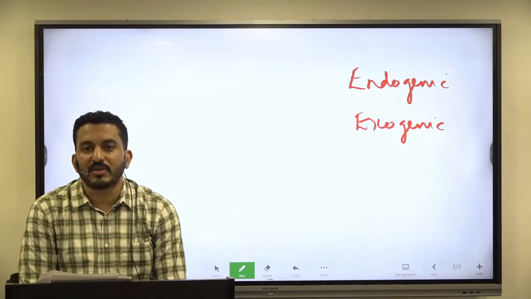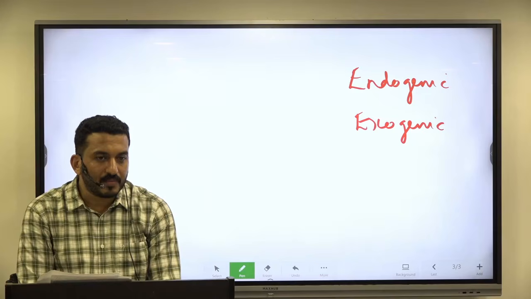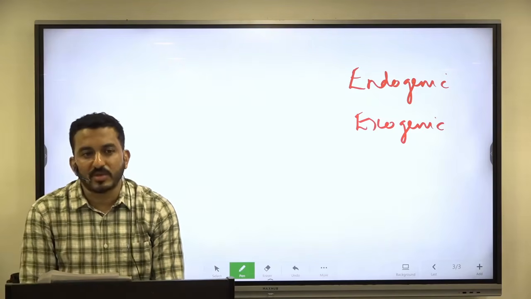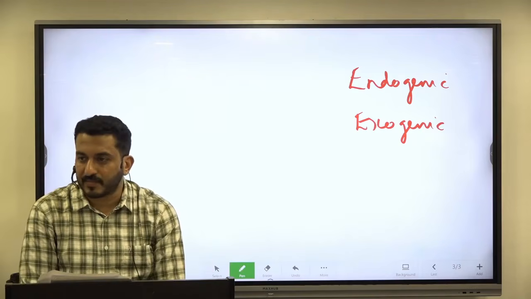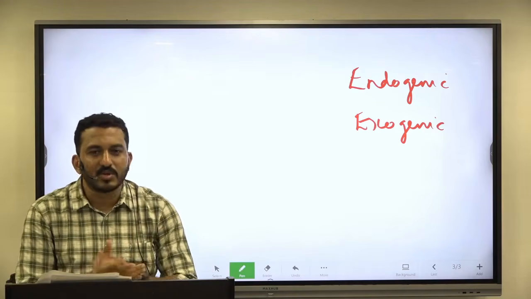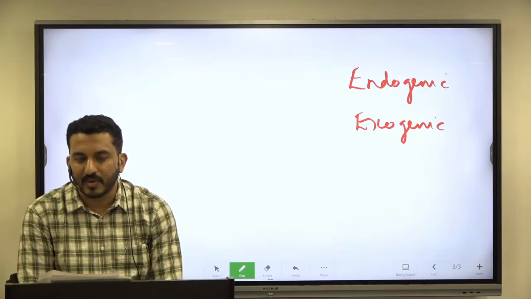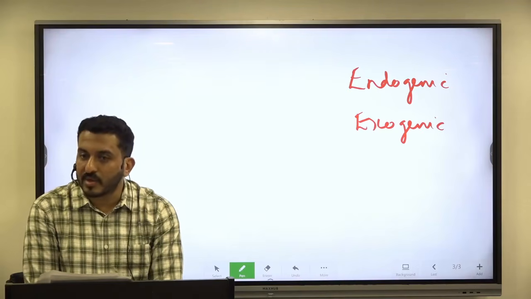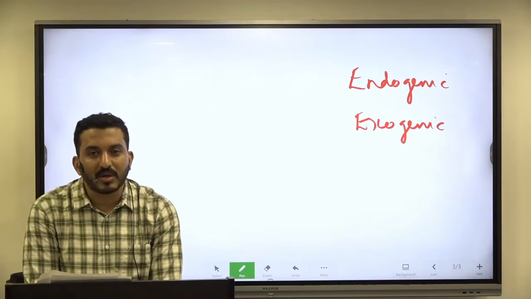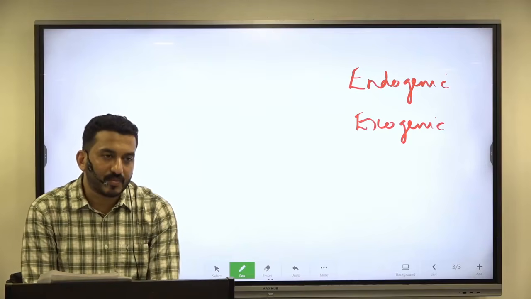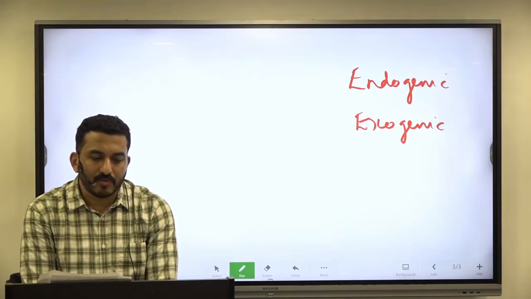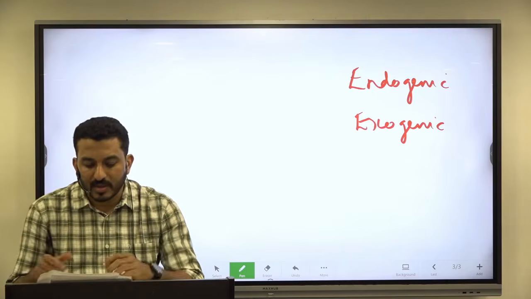Then only we can start with the module Oceanography. These endogenic and exogenic forces act in the ocean, developing different relief features. Endogenic and exogenic forces act on land, developing different relief features. Now let us try to understand what is this endogenic force and what is this exogenic force. What is endogenic force? Endogenic force means force which originates within the Earth's interior.